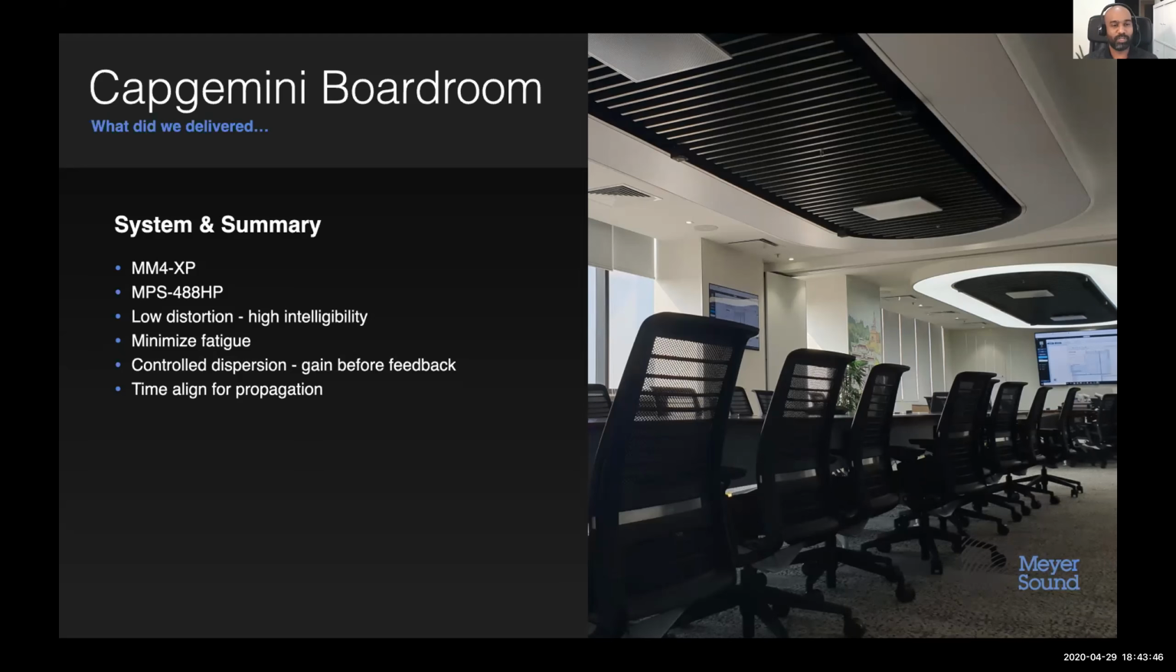Time aligning for propagation, they use a very clever system. If I'll quickly explain, in a traditional PA system, if you are sitting at one end of the room and you're trying to talk to someone at the other end of the room, without a PA, you just have to shout the good old way. If you have a traditional PA system, when you speak, the sound is going to immediately come out of the loudspeaker on the other side.